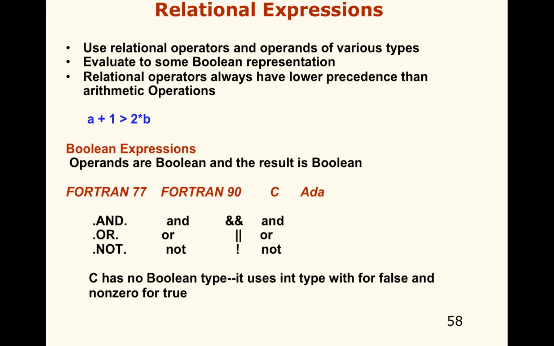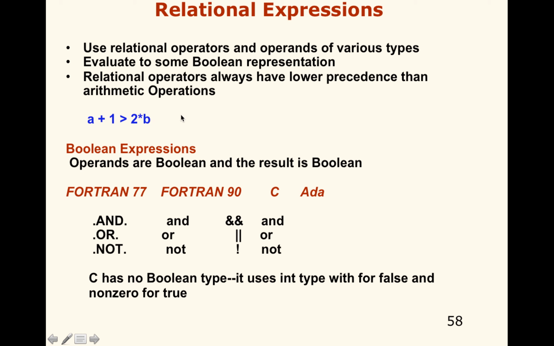And then the relational operators always have lower precedence than the arithmetic operators. So in the case here, this one's last. So a plus 1 would be done first, or actually, if we had multiplication in there, we would have 2 times b, or is that a power, 2 to the power b, depending upon the language. Some languages actually, this would be 2 to the b. So it depends on the language that you're looking at here.